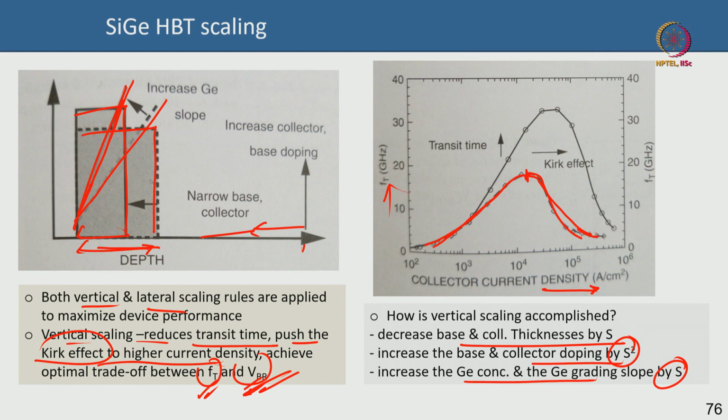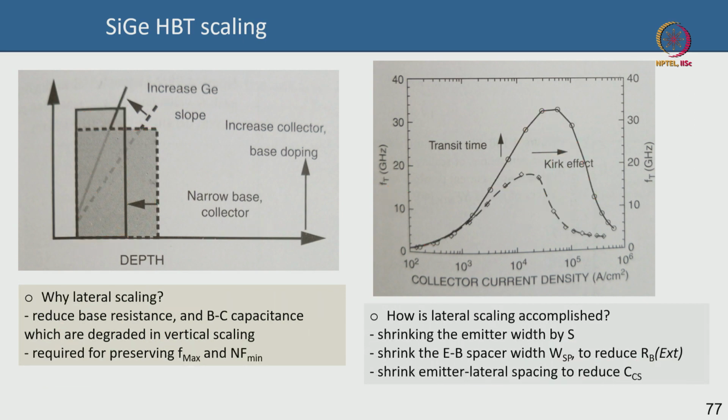However, when you scale it, you will push the Kirk effect to a higher value. So initially you are getting it here, but now you have pushed the Kirk effect to a higher value. You get a higher cutoff frequency because of the vertical scaling: your thicknesses have reduced, your transit time has reduced, your cutoff frequency has improved, and your Kirk effect threshold has become large. So you are getting the onset at a large value, which is good, and then it falls down here. However, breakdown will suffer, as I told you.